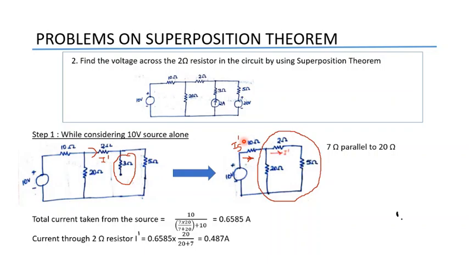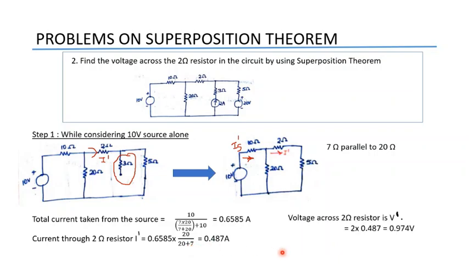Now from current division rule, we can find out the value of I dash. According to current division rule, I dash will be equal to Is dash into resistance of the other branch, that is 20 divided by total resistance 20 plus 7. So I dash is equal to 0.6585 into 20 divided by 20 plus 7. We will get I dash is equal to 0.487 amperes.